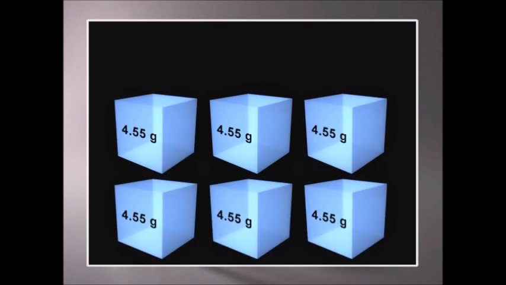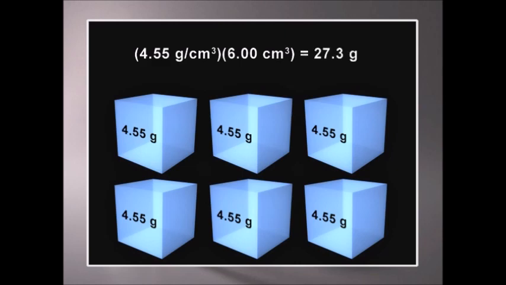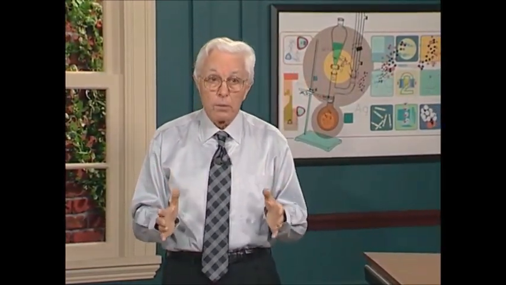Now, if one little cube has a mass of 4.55 grams, then what do you think 6 of these little cubes would weigh? I would suggest 6 times as much. So just take the mass of 1 cubic centimeter, 4.55 grams, and multiply it by 6, since I had 6 cubic centimeters, not 1. That, to me, is the most simple, logical way to solve the problem. And solving it this way would seem to indicate that you really do understand what density is all about.